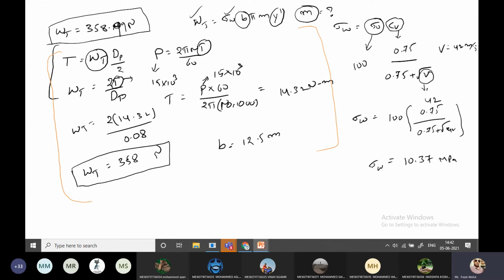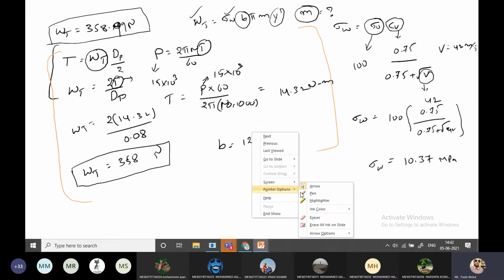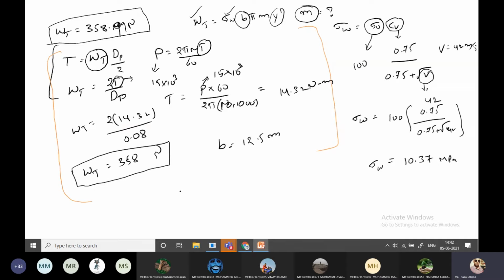Now what is y dash? Y dash I wrote just now in the previous slide. So here I'm writing y dash equal to 0.175 minus 0.841 by TE. So what is TE? Effective number of teeth on a pinion. So this is TP by cos cube alpha.